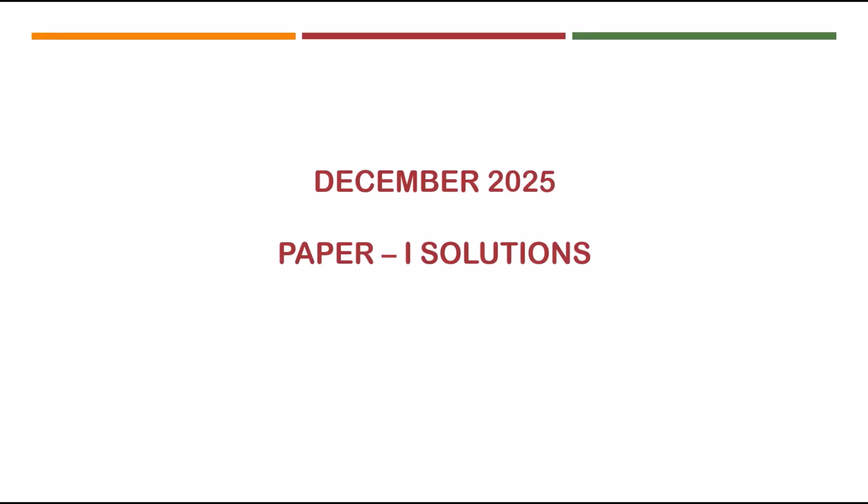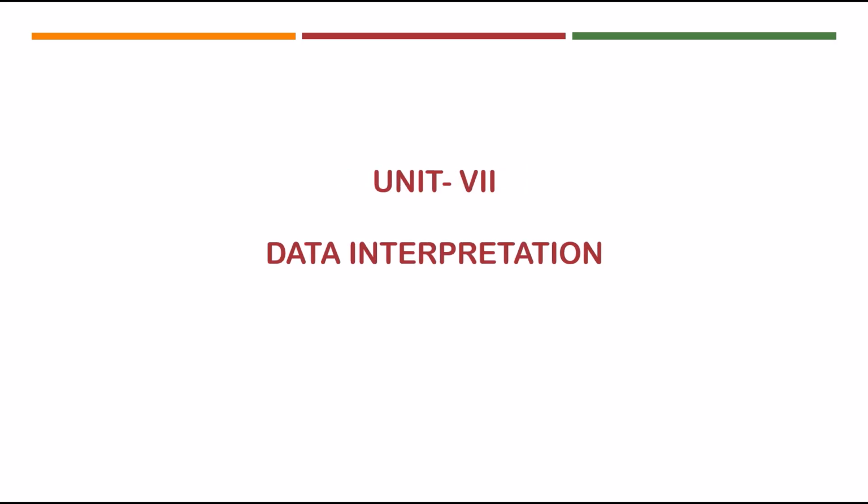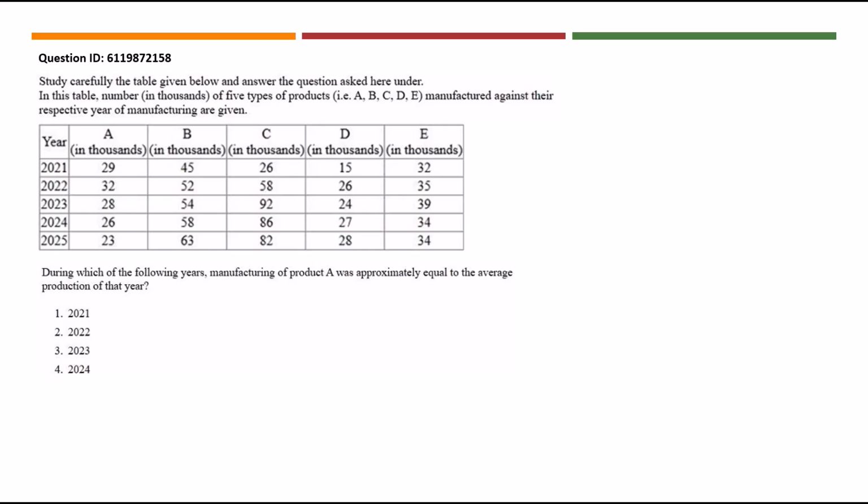Let's solve December 2025 Paper 1 questions. Let's start with Unit 7 Data Interpretation. Study carefully the table given below and answer the question asked here under. In this table, number of 5 types of products, that is A, B, C, D, E, manufactured against their respective year of manufacturing are given.